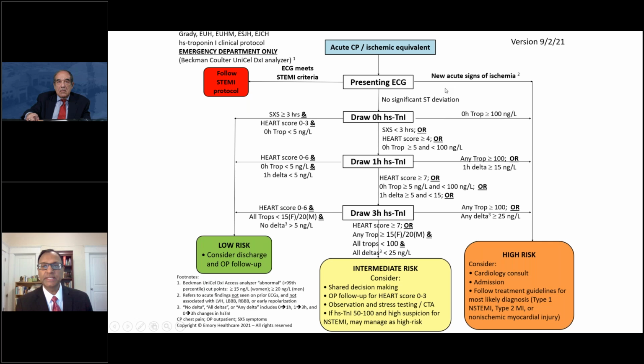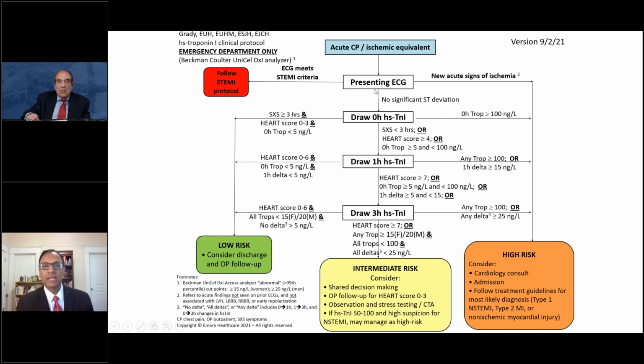Also, if you don't meet STEMI criteria, but you have signs of acute ischemia with ST segment depression that are high risk, or hyperacute T waves or other high risk features like Wellens T waves, that can put you immediately into the high risk category for consultation, cath, etc., regardless of what the troponin shows.